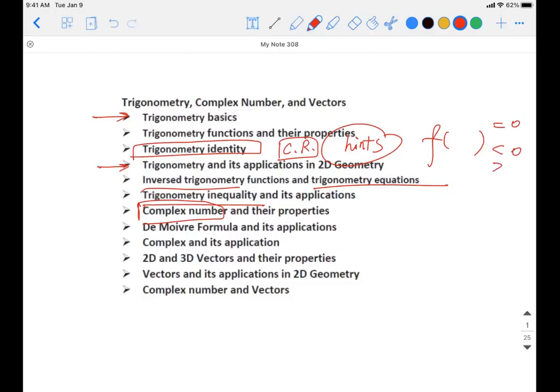One of the most important ways to represent a complex number is using trigonometry. That's the reason why we like to talk about how to understand the properties of trigonometry and also use them with complex numbers, and their applications. Also the 2D and 3D vectors and their application.